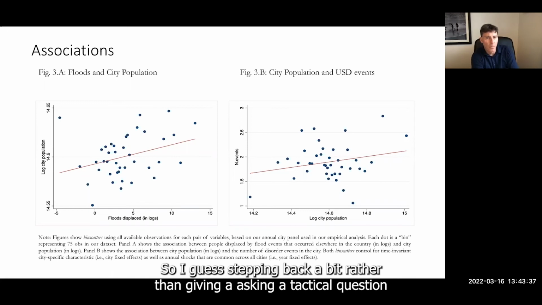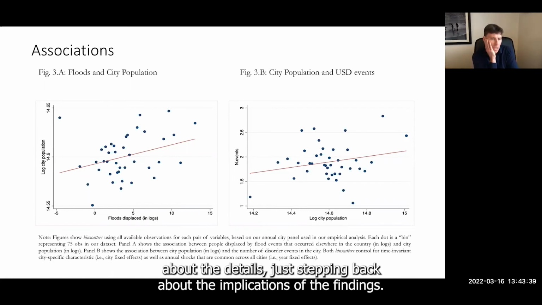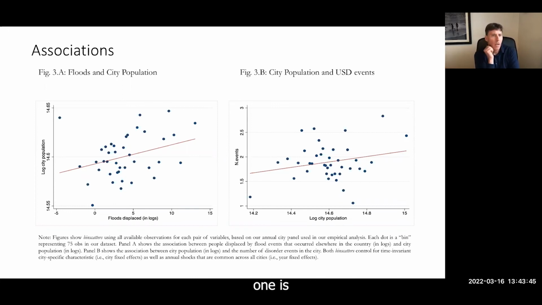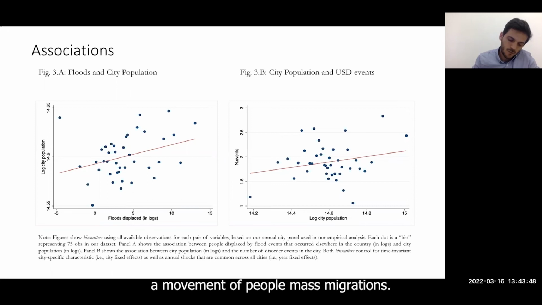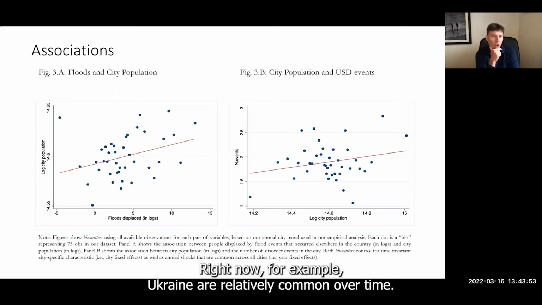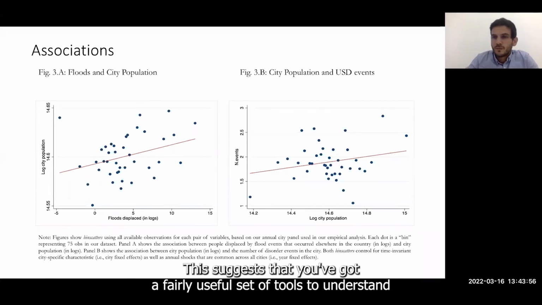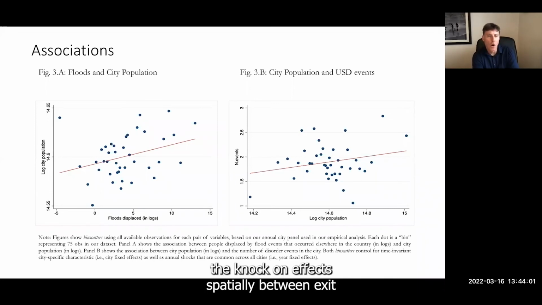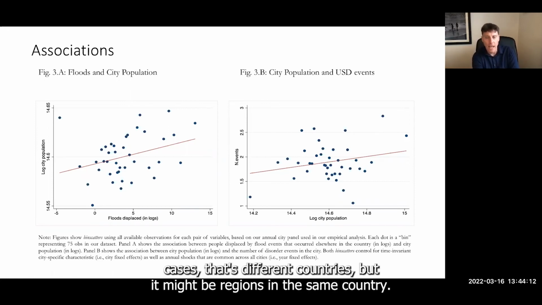I guess, stepping back a bit, rather than asking a technical question about the details, just stepping back about the implications of the findings, two things occur to me. One is movement of people. Mass migrations right now, for example Ukraine, are relatively common over time. This suggests that you've got a fairly useful set of tools to understand the knock-on effects spatially between exit of a group of people from one sub-region to another region, creating an economic shock in the recipient region. In a lot of cases, that's different countries, but it might be regions in the same country.